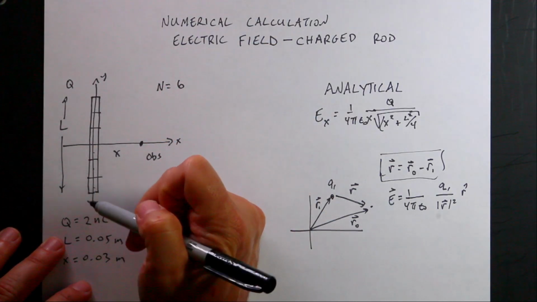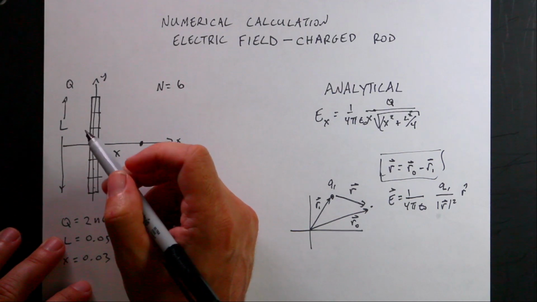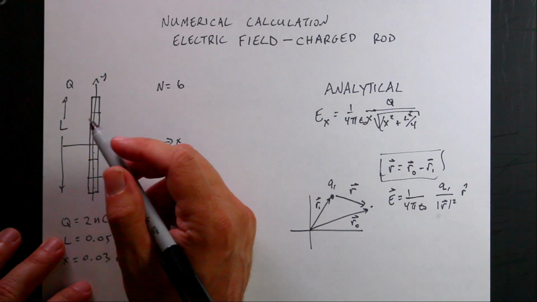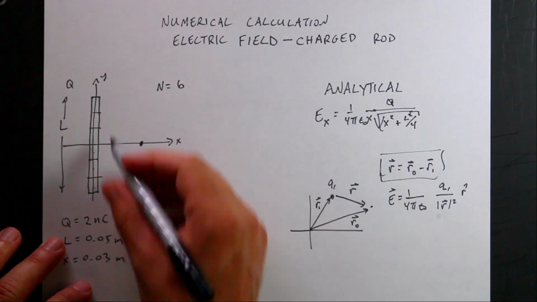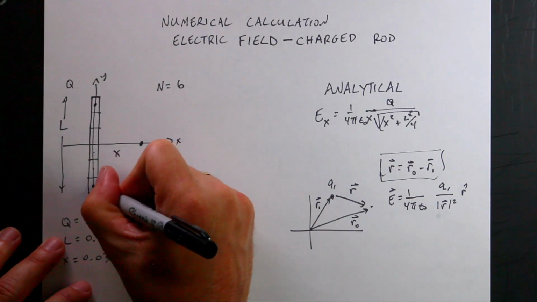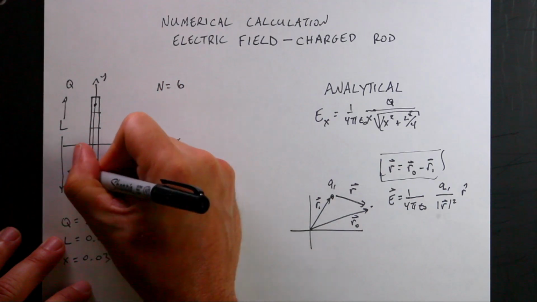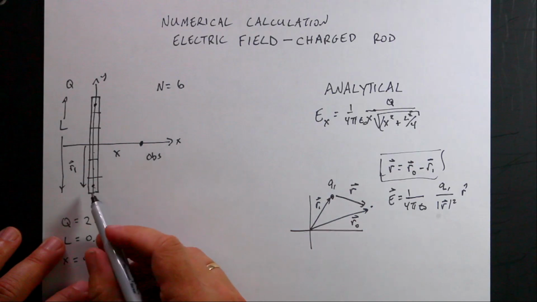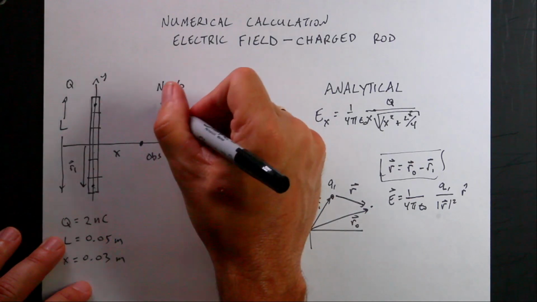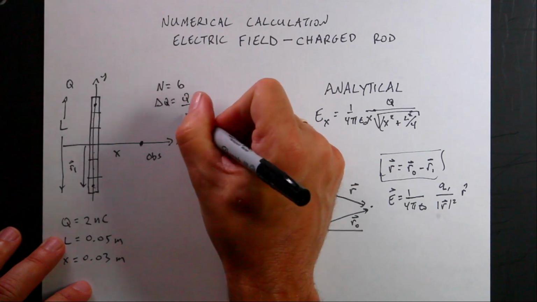Now each of these pieces I can treat as though they are a point charge, which is not true, but that's fine. So for each of these pieces, I need the location. Let's call this one down here R1. So I need the location of R1, which would be this vector. And I need the charge there. Well, the charge is pretty easy. I can say delta Q equals the total charge Q divided by N.